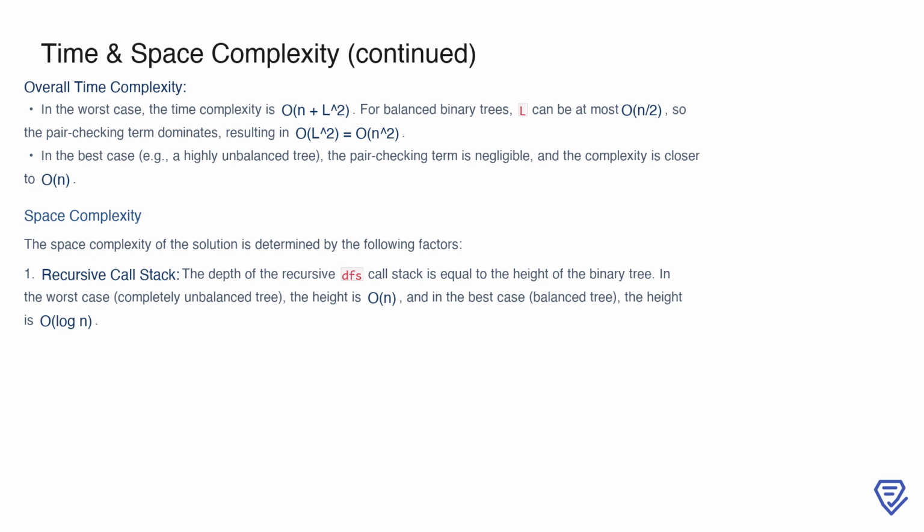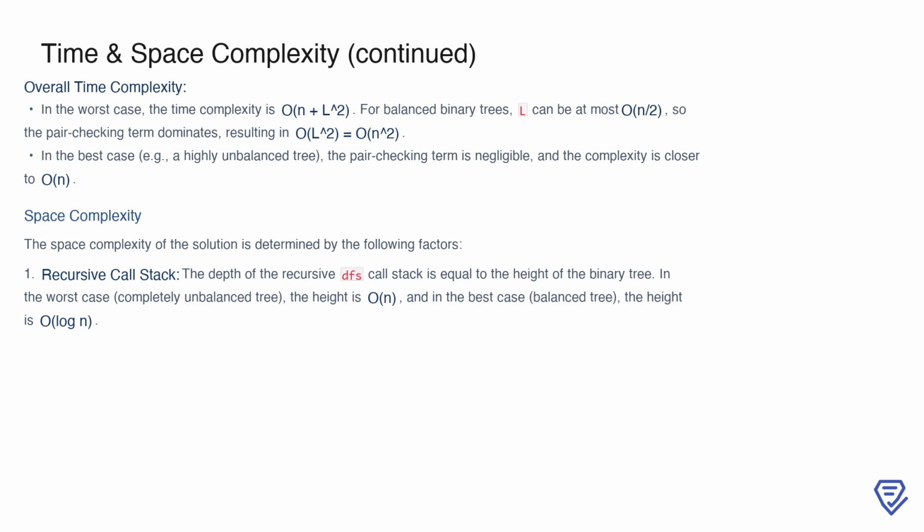For balanced binary trees, the total number of leaf nodes L can be at most O(n/2), which means the pair checking term dominates, resulting in a worst case complexity of O(L squared), or equivalently O(n squared). On the other hand, in the best case scenario, such as in a highly unbalanced tree, the pair checking term becomes negligible, and the time complexity simplifies to O(n).